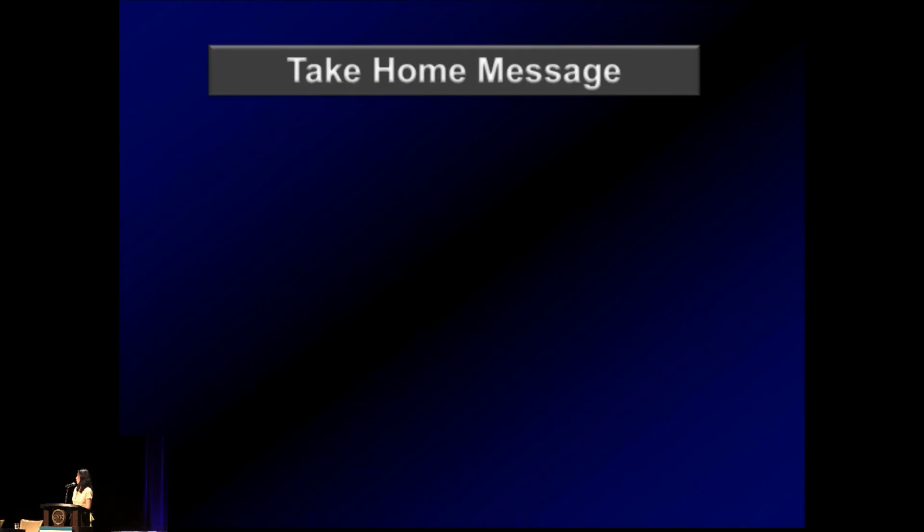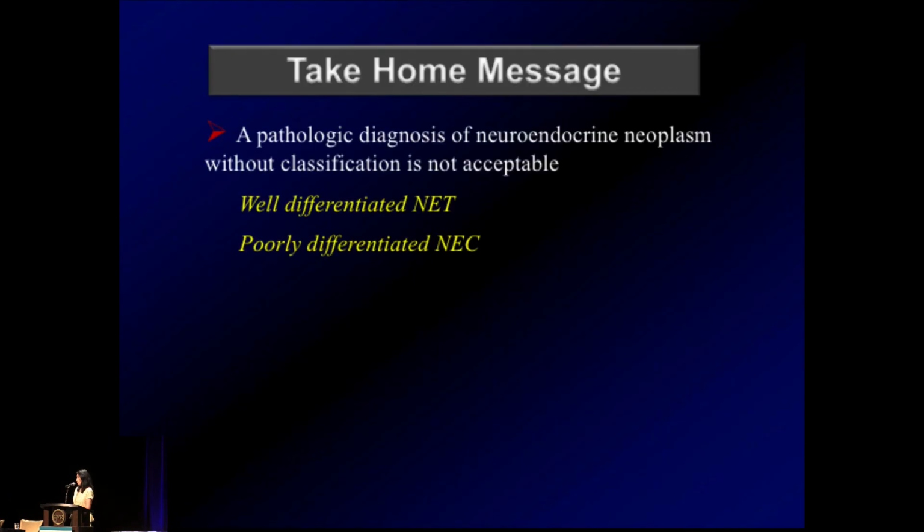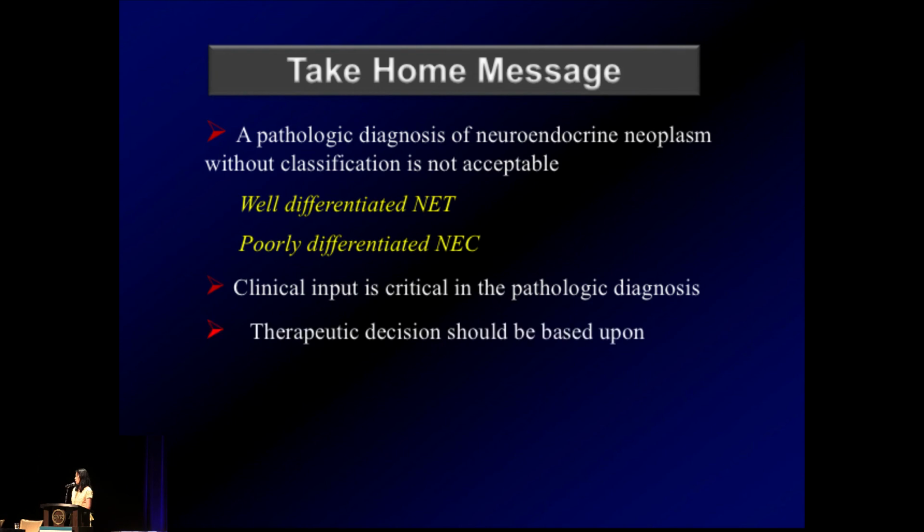So the take-home message is that when you look at a pathology report, you should really focus on these entities. If they are not mentioned, you should challenge the pathologist. And again, I want to mention the team effort. Sometimes it's really impossible for us to just look under the microscope without clinical information, particularly when the specimen is small and suboptimal. And therapeutic decisions should be based upon the correct diagnosis of tumor classification, tumor grade, tumor stage, as well as available biomarkers.